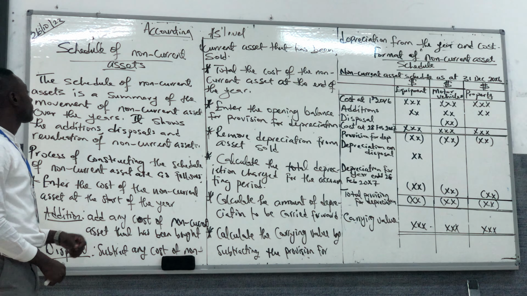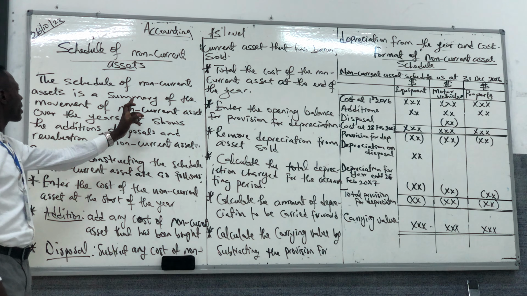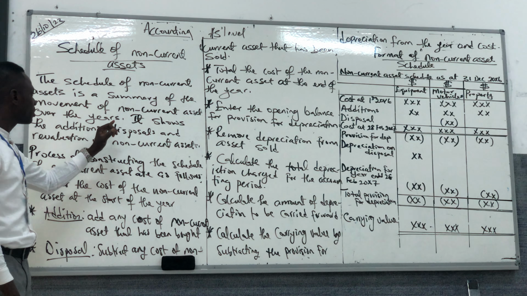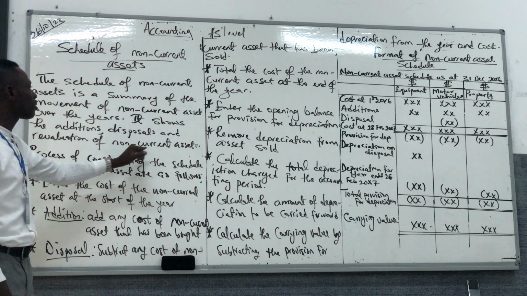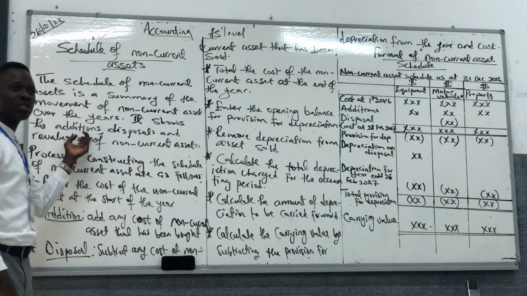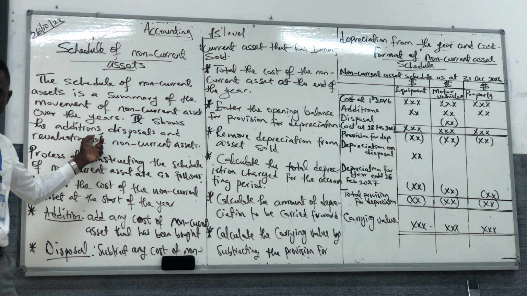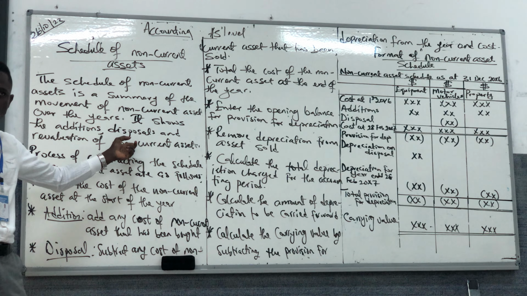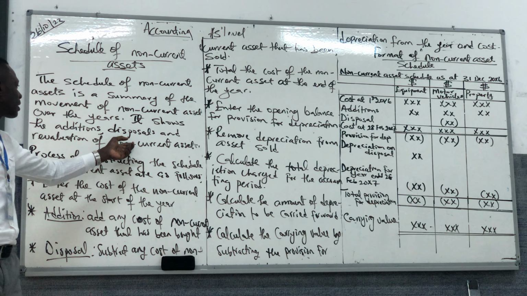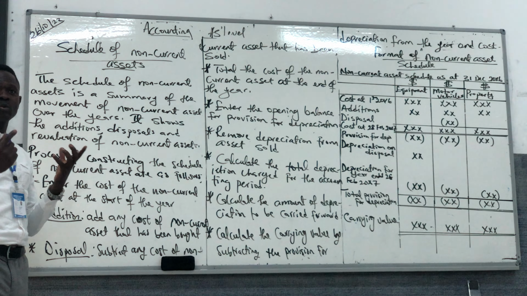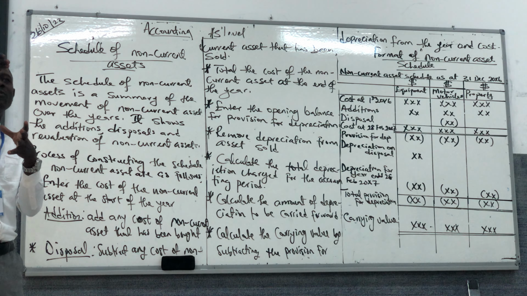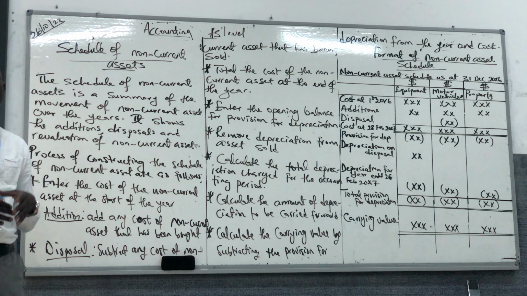So look at what I got here. The schedule of non-current assets is a summary of the movement of non-current assets over the years. It shows the additions, disposal and revaluation of non-current assets. For example, what is addition? It's when you purchase a new non-current asset. Disposal is when you are selling an old or used non-current asset. And revaluation is when you are adding value to the cost of that asset.